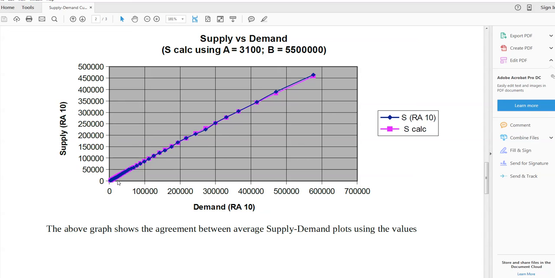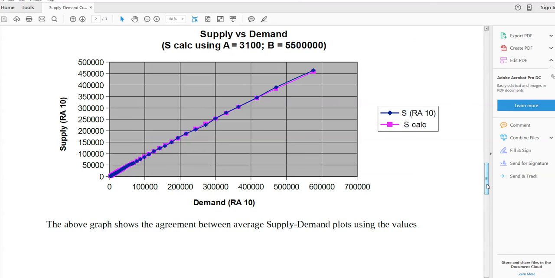So on the averages you get pretty good matching between the theoretical supply demand, the calculated supply demand curve, and the observed one. It could be improved. I didn't play around very much with these numbers, so it probably could be improved, but it's good enough as far as I can tell on what we've got. But the raw data, of course, is different because that's scattered about.